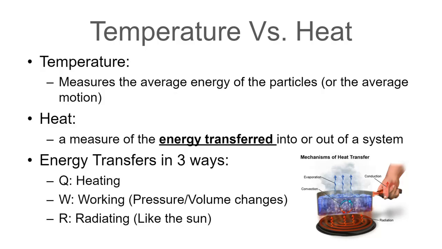So again, temperature measures the average energy of the particles or the average motion, and heat is a measure of the energy transferred. So heat measures the transfer of energy. Energy is transferred in three different ways. It can be transferred through heating, it can be transferred through working, and it can be transferred through radiating. The radiating is easy because it's the sun.